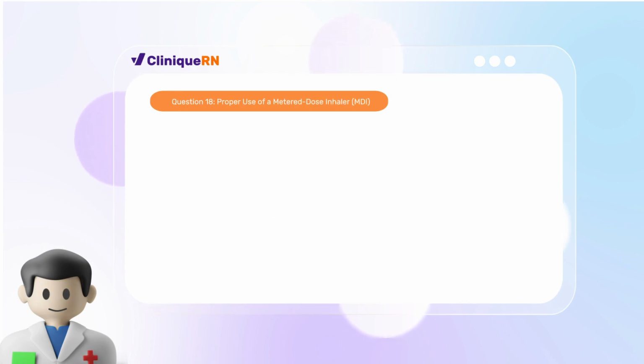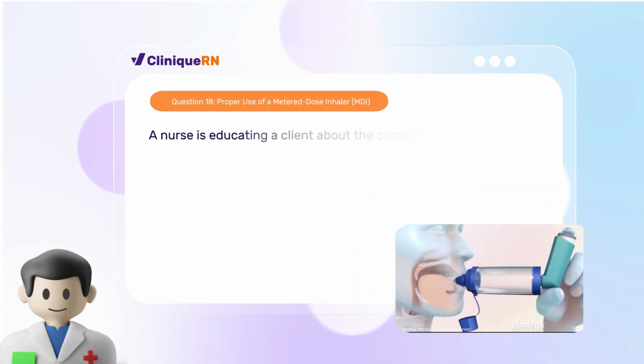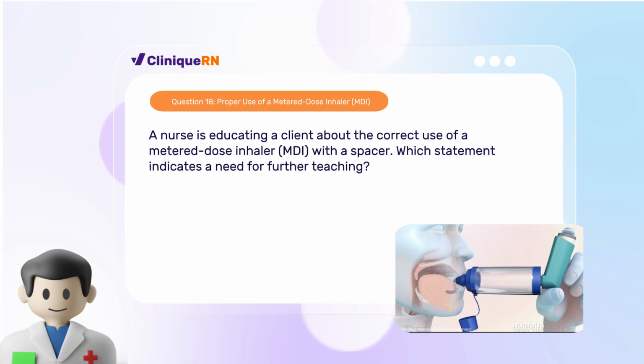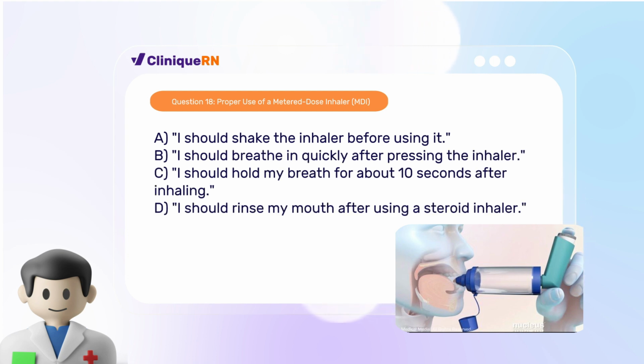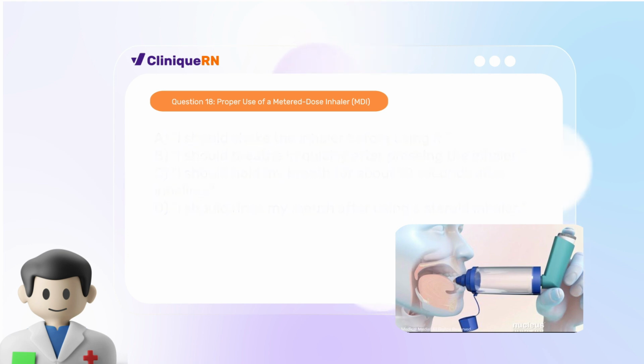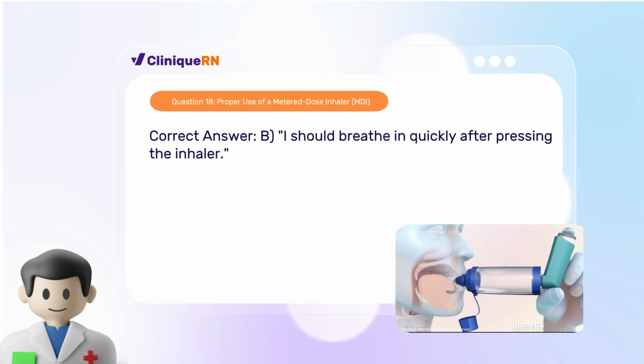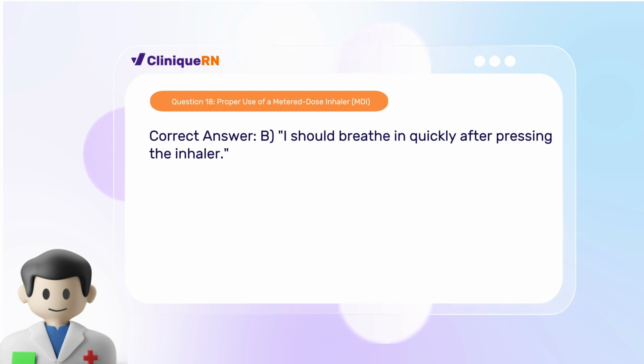Question 18. Proper use of a metered dose inhaler, MDI. A nurse is educating a client about the correct use of an MDI with a spacer. Which statement indicates a need for further teaching? A. I should shake the inhaler before using it. B. I should breathe in quickly after pressing the inhaler. C. I should hold my breath for about 10 seconds after inhaling. D. I should rinse my mouth after using a steroid inhaler. Correct answer: B. I should breathe in quickly after pressing the inhaler.